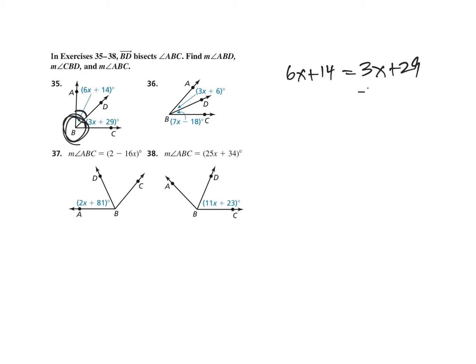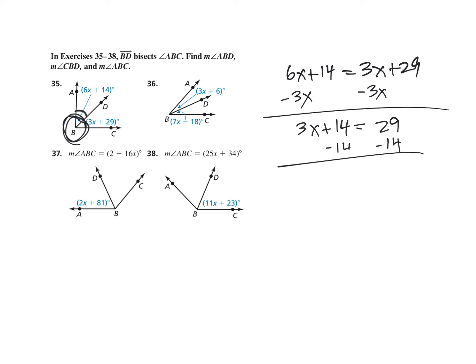So now put everything on one side. Subtract 3x. You get 3x plus 14 is equal to 29. Subtract 14. And you get 3x equals 15. Divide by 3. x is equal to 5.